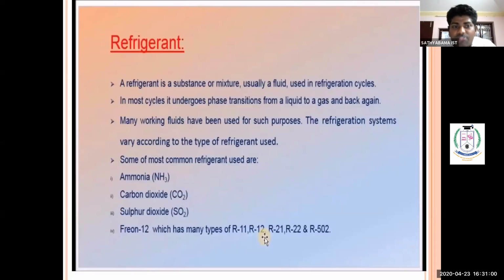What is refrigerant? Refrigerant is a substance or mixture, usually a fluid, used in the refrigeration cycle. In most cycles, it undergoes a phase transition from liquid to gas and back again. Some of the most common refrigerants used are ammonia, carbon dioxide, sulfur dioxide, etc. Mainly, we'll be using these refrigerants inside the refrigeration plant for rejecting heat.